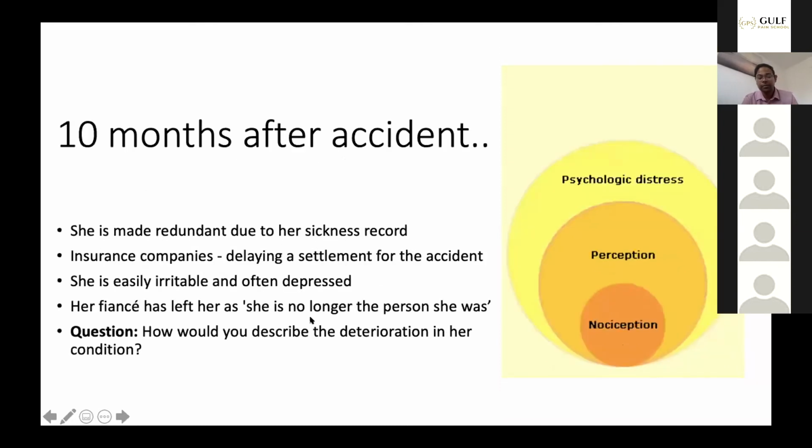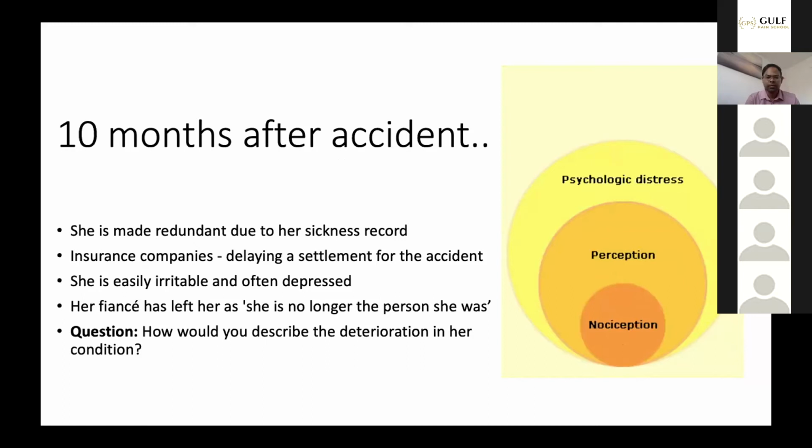And fast forward a bit more, a few more months, 10 months after the accident, she's now made redundant. She's not able to work. An insurance company are delaying the settlement for the accident. She's irritable, she's feeling depressed. Her fiance left her. She's no longer the person she was.